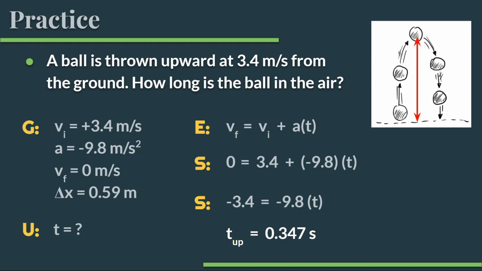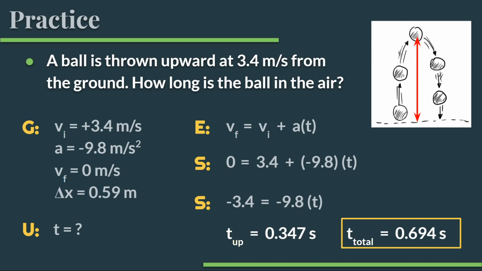Again, that's just the time to get to the top. So what do I have to do now? Times 2, or add it to itself, however you want to think about that. Time up plus time down will give me my total time. If I double that, I get this. The total time is 0.694 seconds. Again, these are the tricky ones, and this is, by the way, what you're going to have to do in the next unit as well.